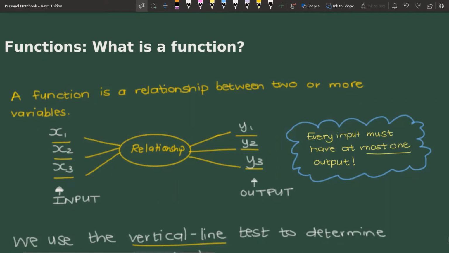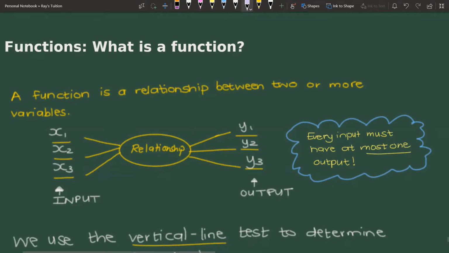So the first question that we ask is, what is a function? A function is a relationship between two or more variables. Now we will first be looking at two variables, x and y. So we have that x in this case is the input variable. Then we have some relationship or rule that we apply, and we have an output.